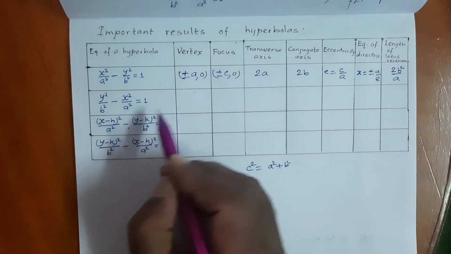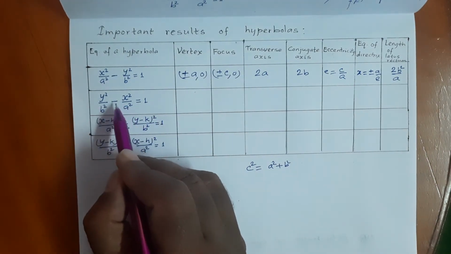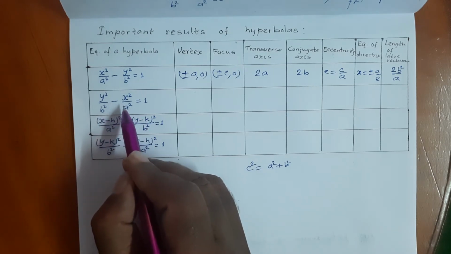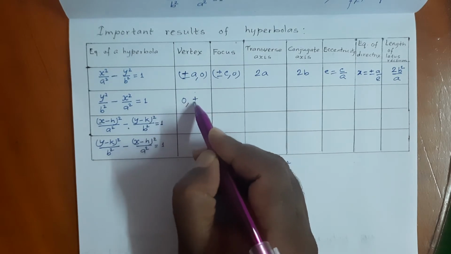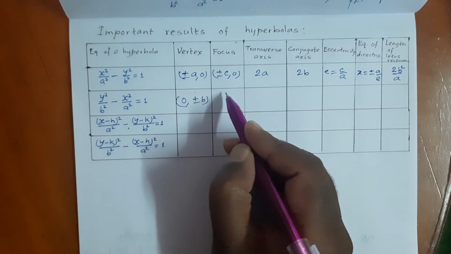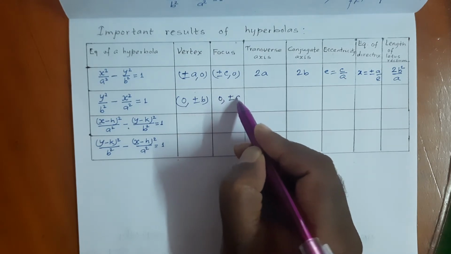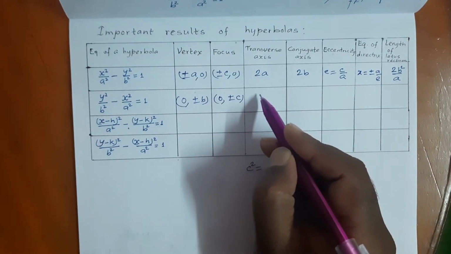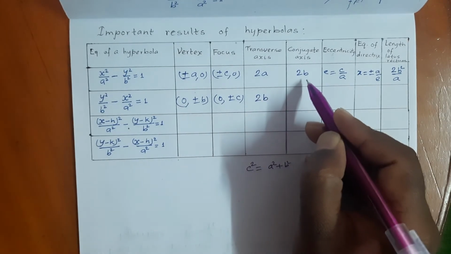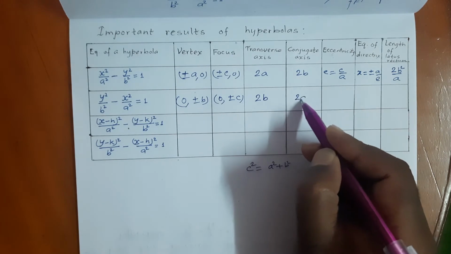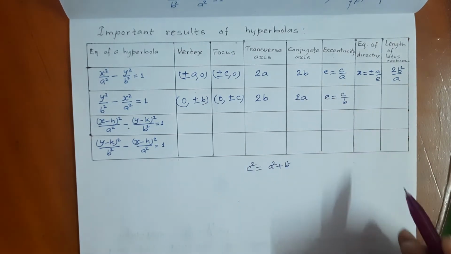And next, if the y square term is positive, x square term is negative, then the transverse axis is along y-axis. At that time, vertex coordinates will be 0 plus minus b, and coordinate of the foci will be 0 plus minus c, and length of the transverse axis is 2b, and length of the conjugate axis will be 2a, and eccentricity value e equals to c over b in this case.